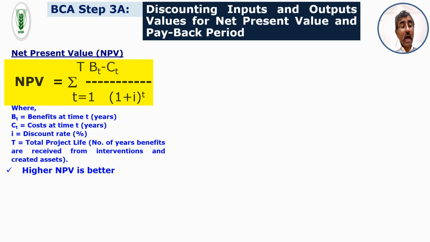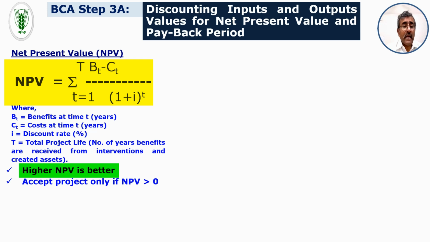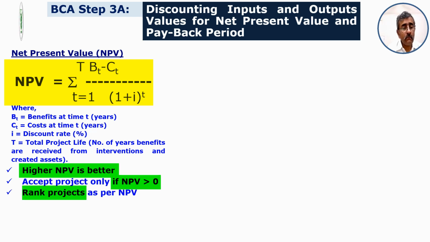The thumb rule is, higher the net present value, the better it is. Net present value is measured in terms of rupees. The accepted project should have a net present value greater than 0. If data is available even before the project is executed, and it can be analyzed using benefit cost analysis, and if the net present value comes to less than 0, that project should not be started, it should not be accepted. We can rank the projects as per their net present values.